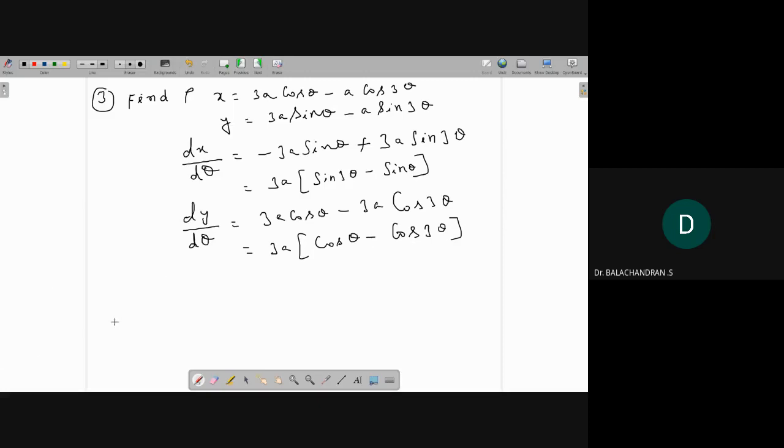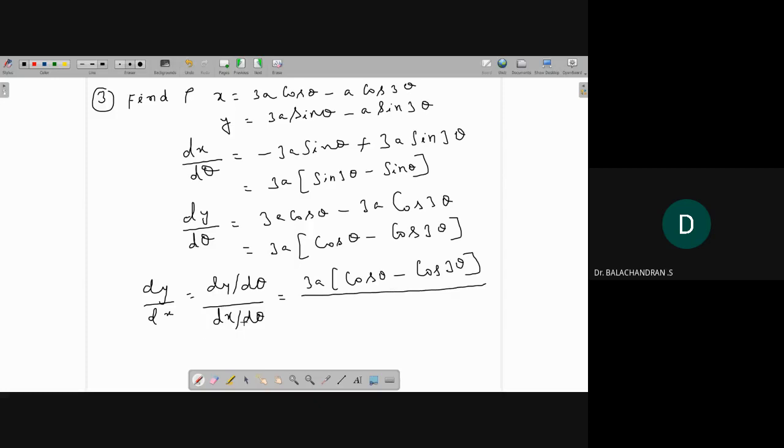Now dy by dx is equal to dy by d theta divided by dx by d theta. So dy by d theta is 3a into cos theta minus cos 3 theta, divided by dx by d theta, which is 3a into sine 3 theta minus sine theta. In the numerator you should use the cos c minus cos d formula. For the denominator you should use the sin c minus sin d formula. So 3a gets cancelled.